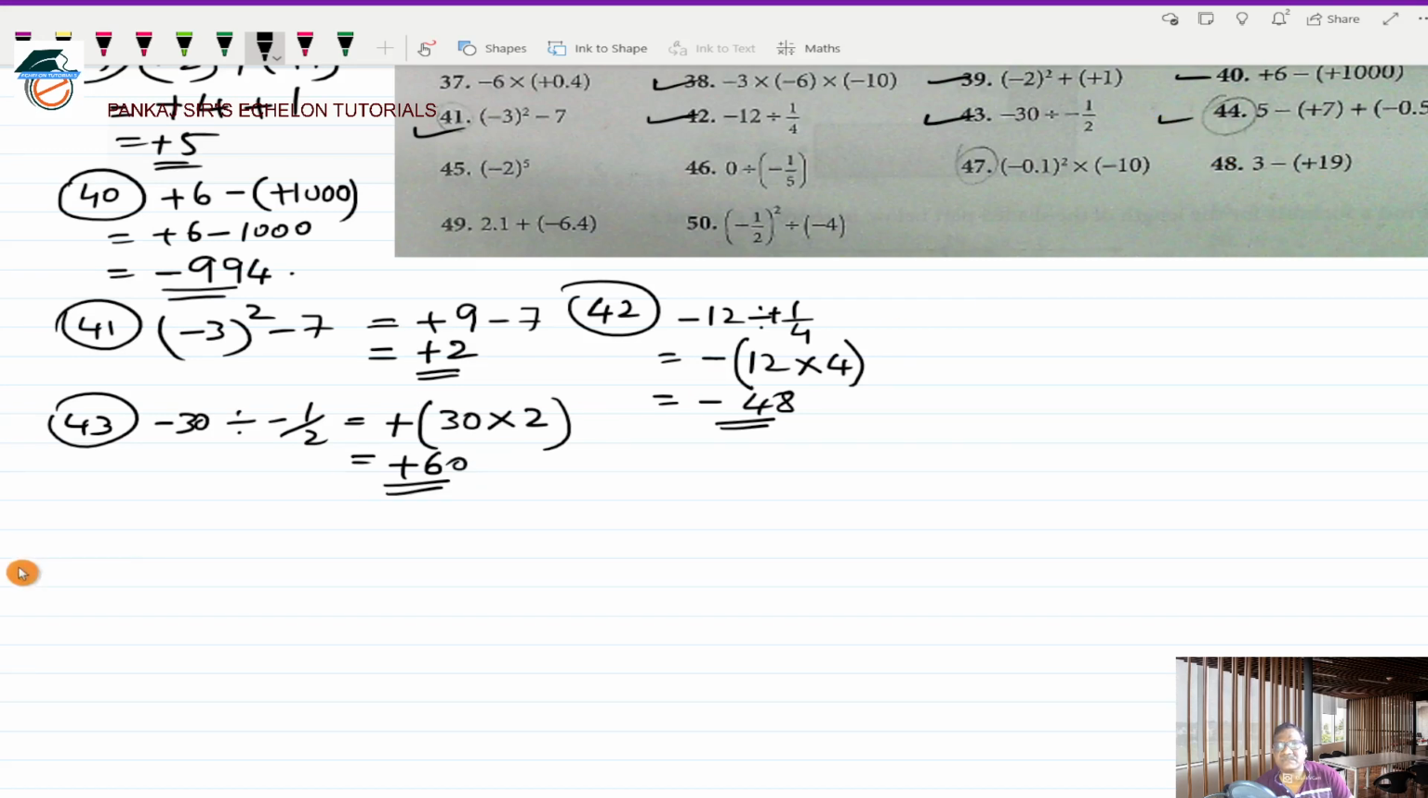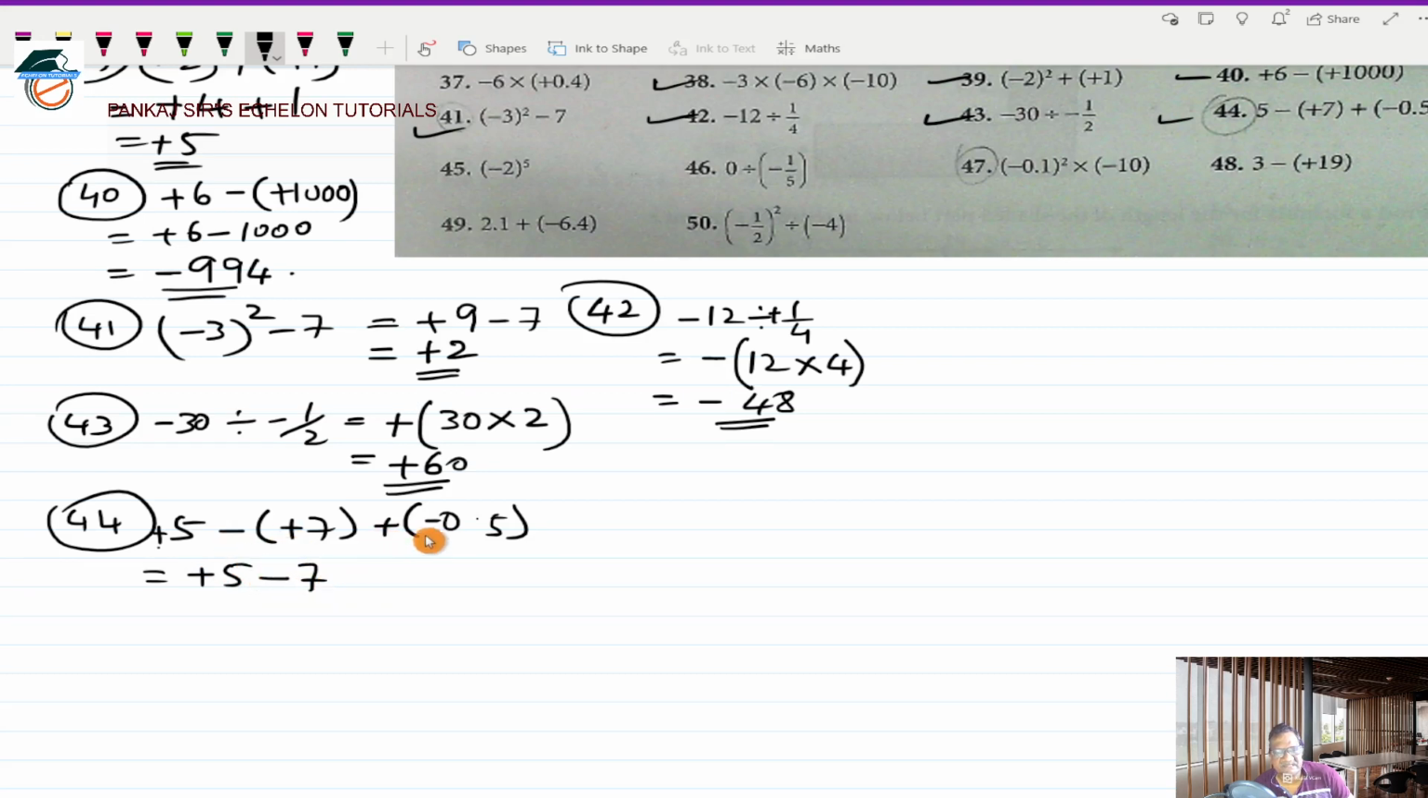This one, 44. Question 44 says: plus 5 and a minus bracket plus 7, then a plus bracket minus 0.5. Okay, so again there's a plus over here, don't forget that. Plus minus 7. So first let us remove the bracket, so this will be plus 5, minus into plus is minus, and then 7, minus into plus is minus, and then 0.5.